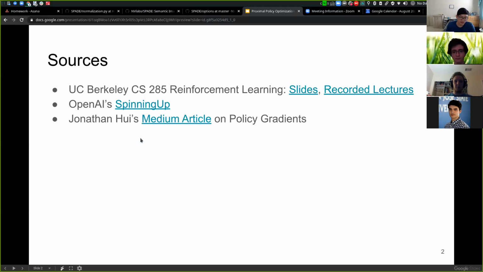So just some sources that we use to find materials for this paper. One is UC Berkeley's CS285 notes online. They have slides, recorded lectures, also OpenAI spinning up guide for reinforcement learning, and also Jonathan Hui's Medium article on policy gradients. So if you want to delve more into these later, feel free to use those sources. And some of our images are also from those sources.